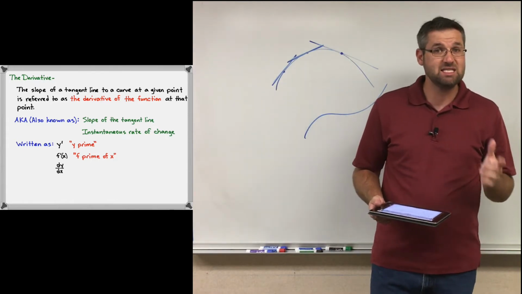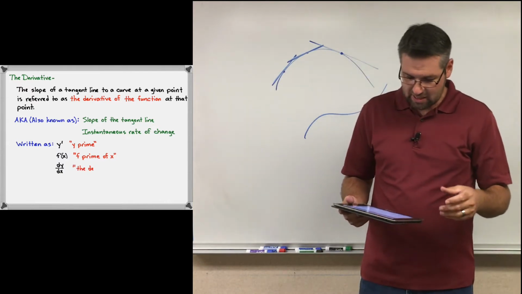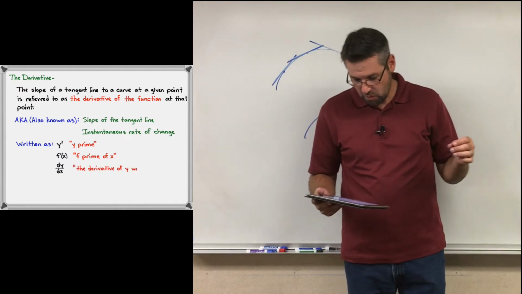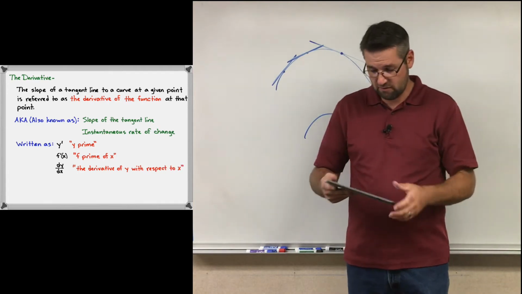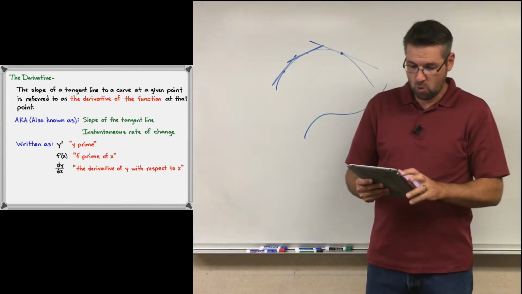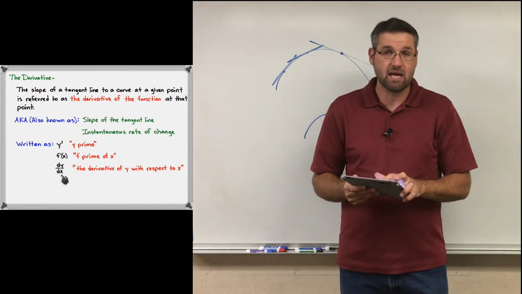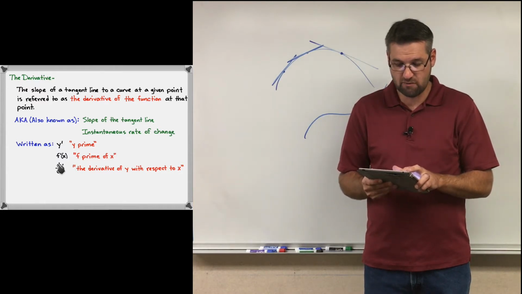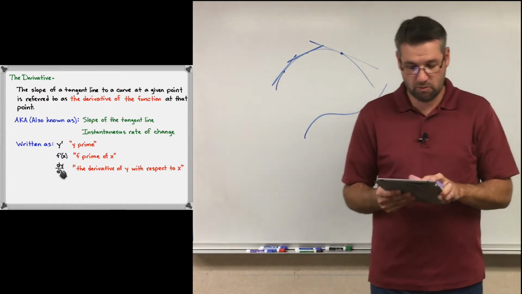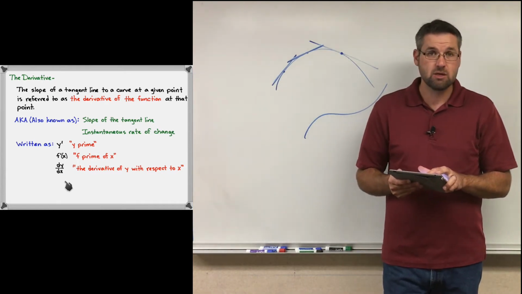Another way of saying it is dy dx. You go, what in the world is that? Well, first of all, we say it this way. We say the derivative of y with respect to x. The derivative, let me highlight this here. We're saying the derivative of y with respect to x. Okay, so this is y prime. The d is a lowercase delta, but we can say derivative of y with respect to x.